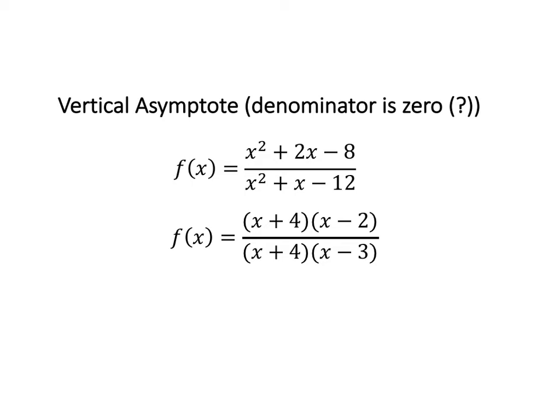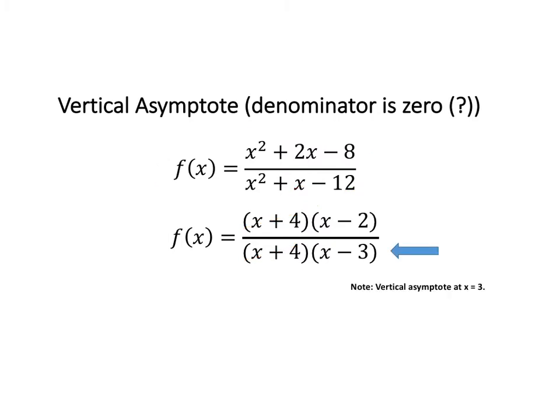All right, so let's look at a vertical asymptote. Here's an example. I've got a function, x squared plus 2x minus 8 over x squared plus x minus 12. It's wherever the denominator is 0. So first thing I'm going to do is factor both of these. If I factor both of these, I end up with x plus 4 potentially canceling, and I'm left with x minus 2 over x minus 3.